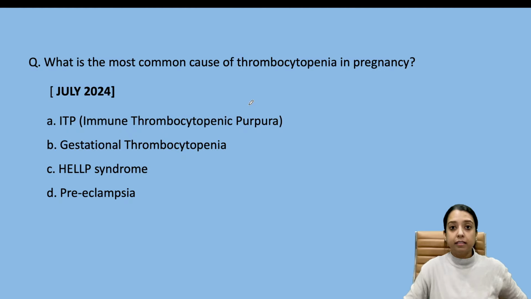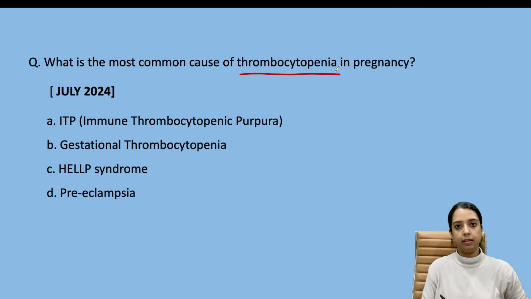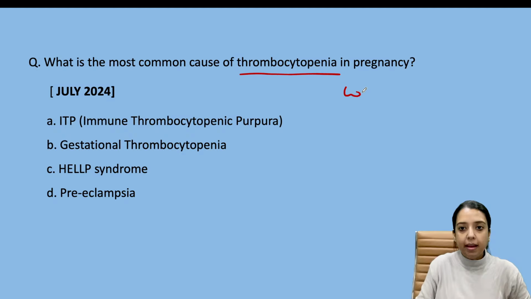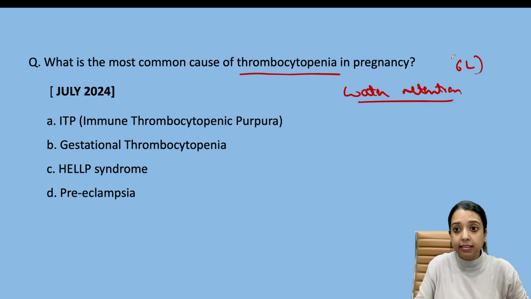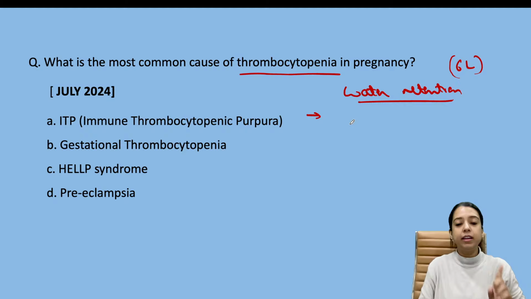Now, continuing with the various other changes that happen in pregnancy. We dealt with the skin changes. Now, let's go ahead with the various blood parameter changes. What is the most common cause of thrombocytopenia in pregnancy? Thrombocytopenia means platelet counts are falling. In pregnancy, everything is falling because of significant water retention. Women retain an extra 6 liters of water. Because of this extra retention of water, the concentration of everything falls.